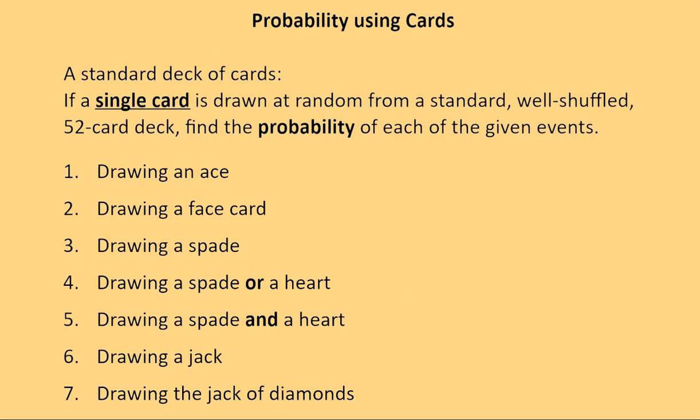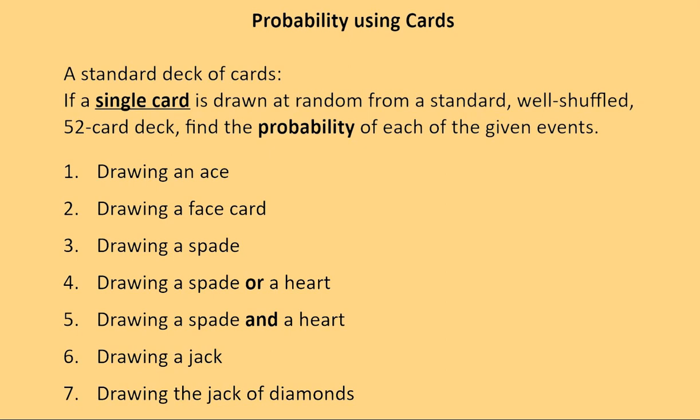Now let's talk about probability using cards. A standard deck of cards has 52 cards in the deck. There are 4 different suits, and there are 13 cards in each suit. Half of the cards are red and half of the cards are black, which means that 26 are red and 26 are black. So let's find the probability of each event.